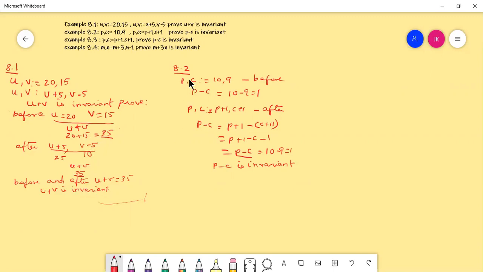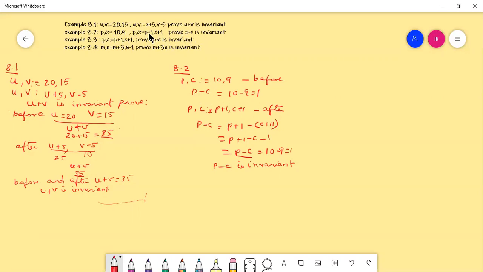Same way. P minus C is 10 comma 9. We have to prove P minus C is, after changing P to P plus 1 and C to C plus 1, we have to say in both the cases, in this case as well as in this case, my P minus C value should be same. Then you can say my P minus C is invariant. So before, first time, when my P is 10 and when my C is 9, what is the value of P minus C?